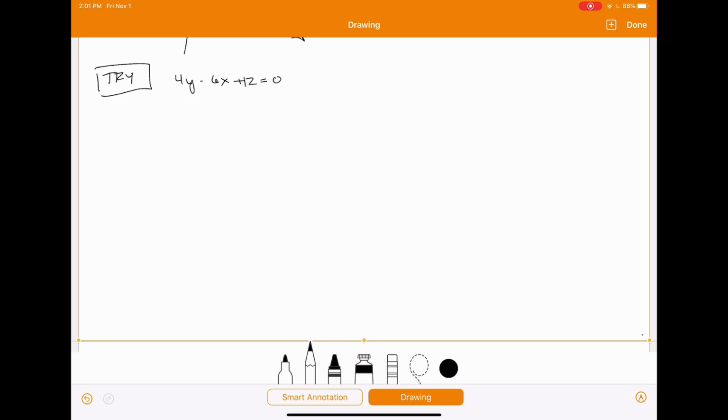And I want you to find the x-intercept and y-intercept. All right. So you can go ahead and pause this video now and try it out, and then you'll find the solution in the PDF below.